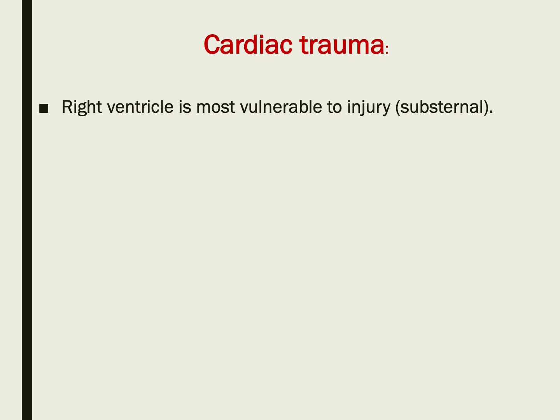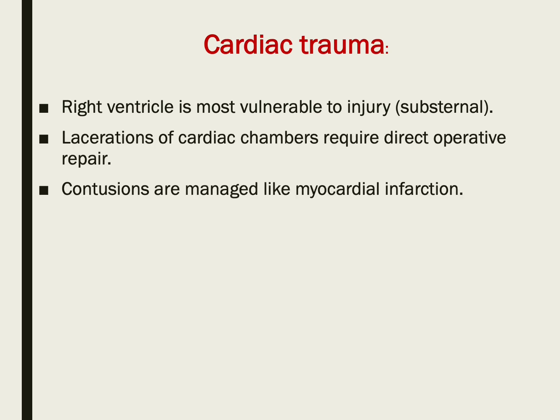Cardiac trauma. As you know, the right ventricle occupies most of the anterior part of the chest. So it is the part of the heart projecting into the anterior chest wall. If there is a precordial injury, the area of the precordium overlying the right ventricle is most vulnerable to injury. So any laceration of the cardiac chambers will result in cardiac tamponade and bleeding in the pericardial sac. So this usually requires direct operative repair.